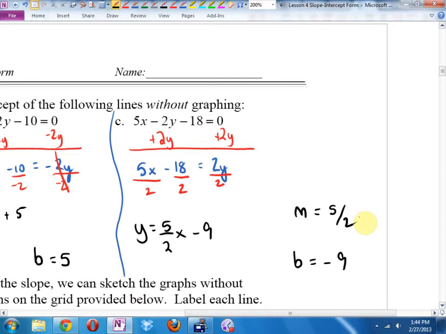I get a slope of 5 over 2, which means I would count up 5 over 2. I get a y-intercept of -9. Brady, this is how you graph. Do the y-intercept first, 9 down. And then from there, what's the slope? Up 5 over 2. Dot. Up 5 over 2. Dot. That's how we graph. We don't actually do tables of values unless we absolutely have to.